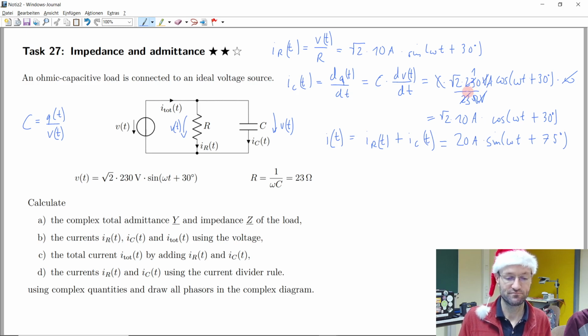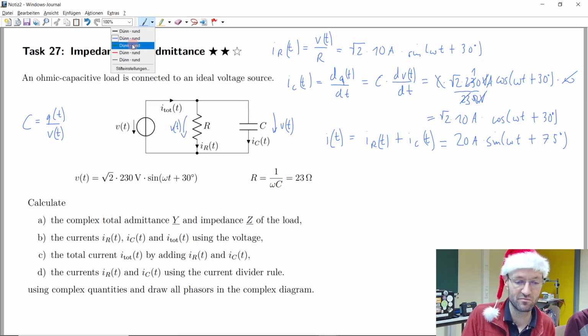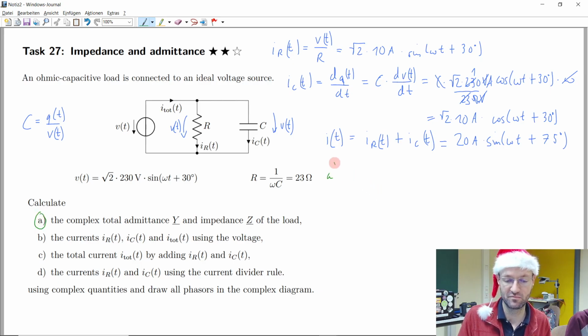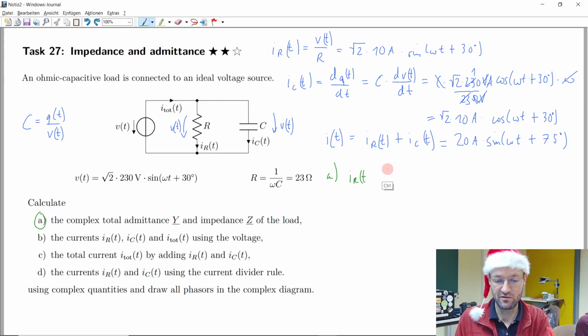Okay, so now the idea is, instead of using these time functions, we use complex phasors, and we use complex impedance and complex admittance. So I will use a different color for this subtask A. And so now, instead of IR of t, maybe let's write it in a different way.